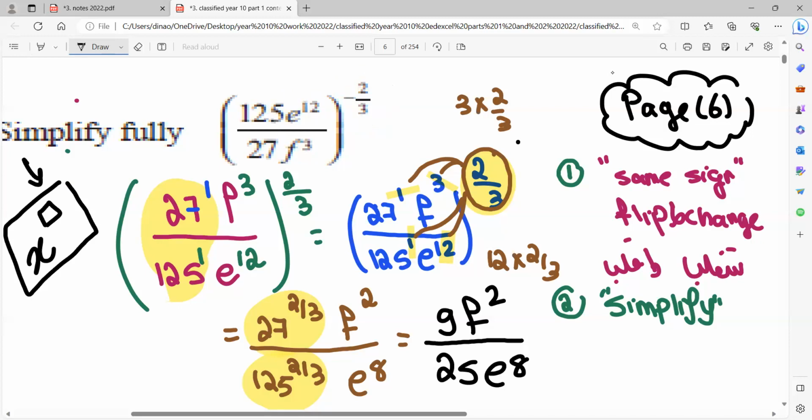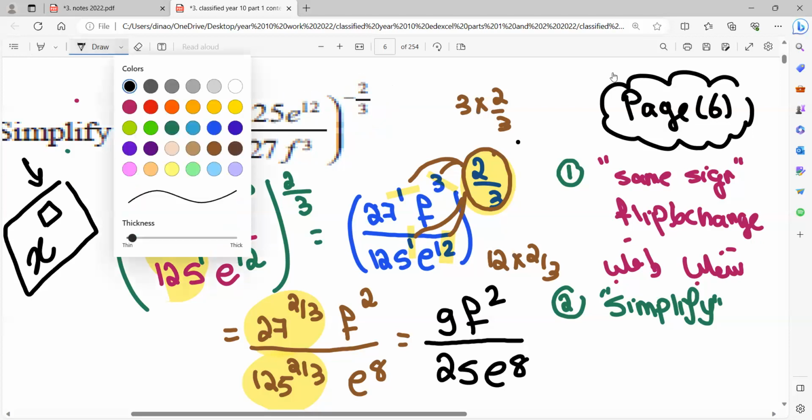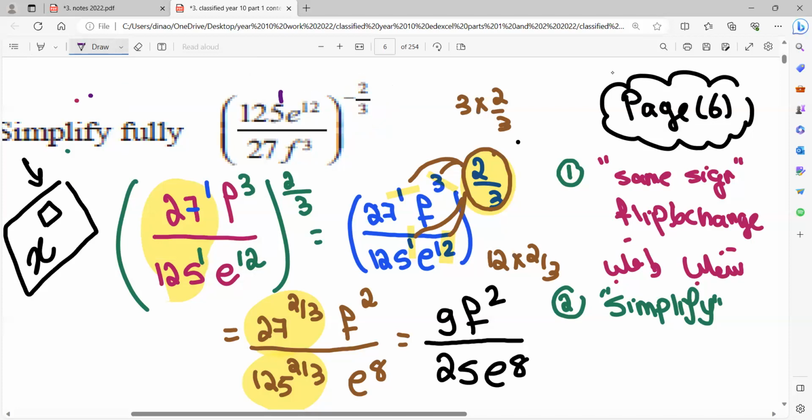A quick summary on what we did in this question. First, we did the checklist and we checked that all the powers inside are positive. أكدنا على فكرة إن ال 125 وال 27 they both have a power of positive 1. So I was allowed to do شقلب وقلب على طول. So what I did is that I flipped the fraction in this step over here without changing the signs of the powers of the fraction. I only changed the sign of the power outside.